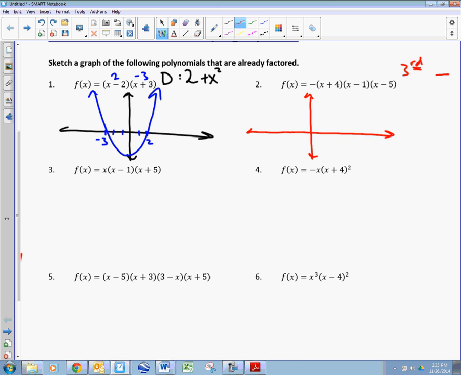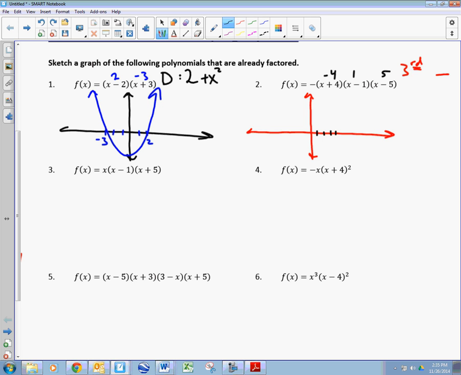Am I going to finish up or finish down? Finish down because it's negative. Why start up or start down? Up, because it's opposite of where you finish, because it's an odd degree. Okay? What are my solutions here? Negative 4.